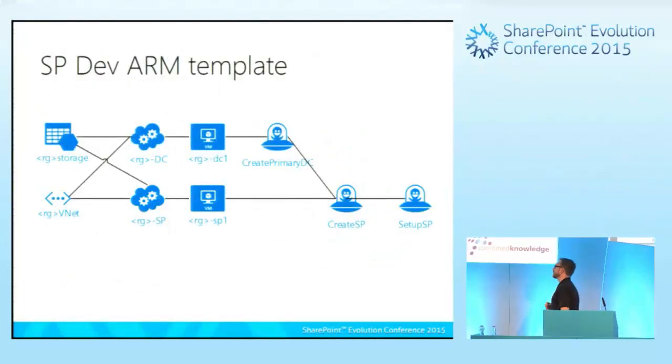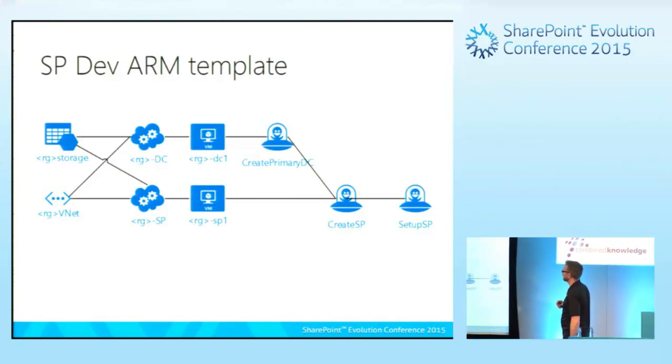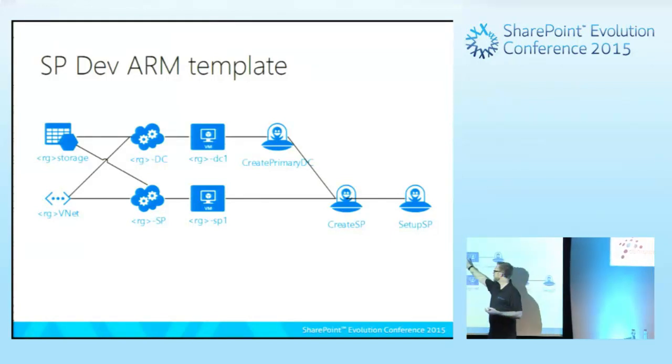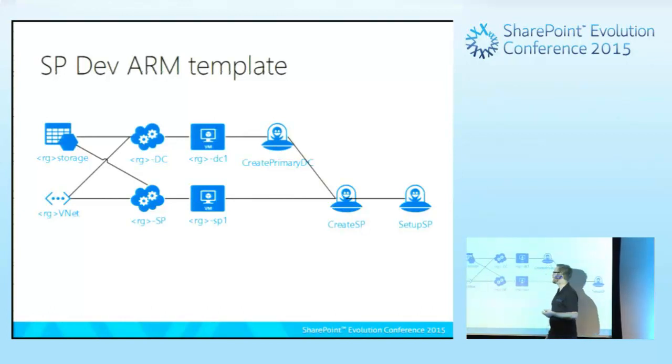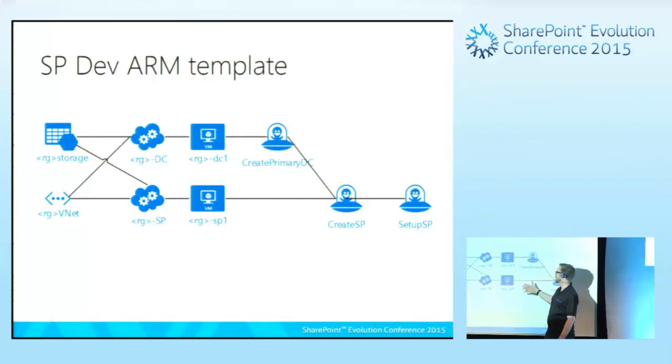So I created my own template for this instead, and it looks a little bit weird, this picture, but these are the official icons that I received. Basically, I'm creating first a storage account and then a virtual network. Then I create 2 cloud services. Once these cloud services are created, I create 2 virtual machines, one for the domain controller, one for SharePoint.